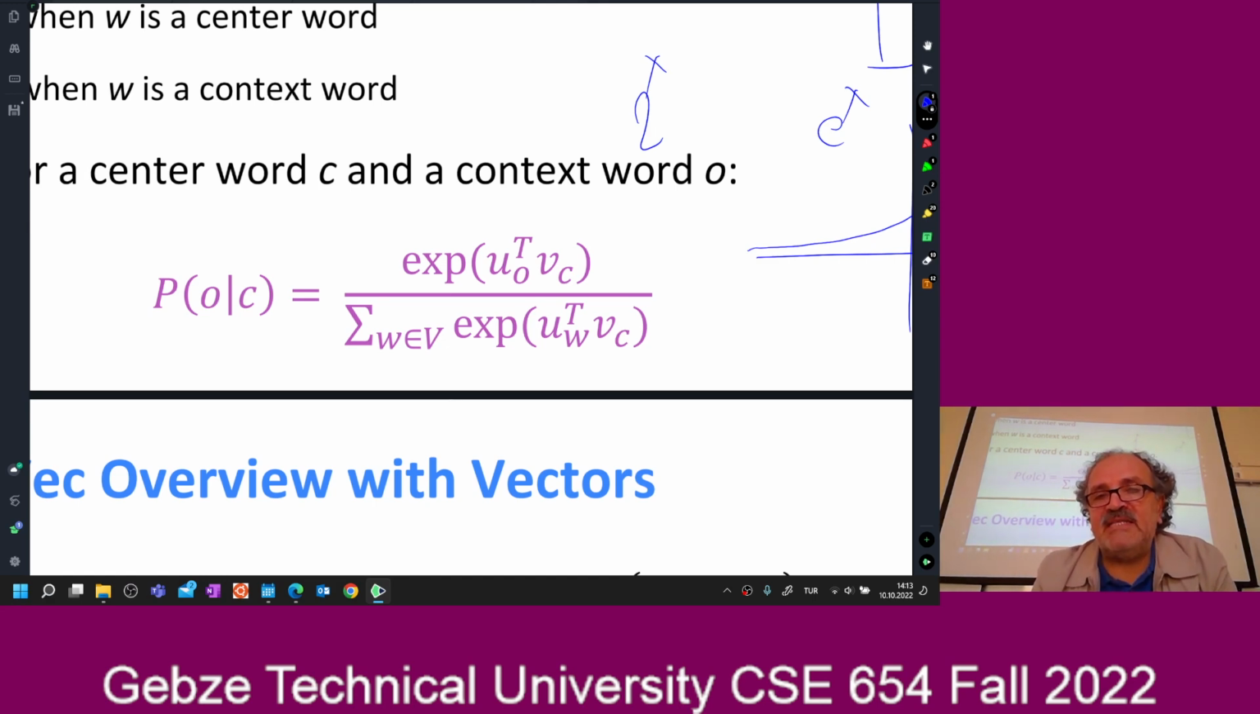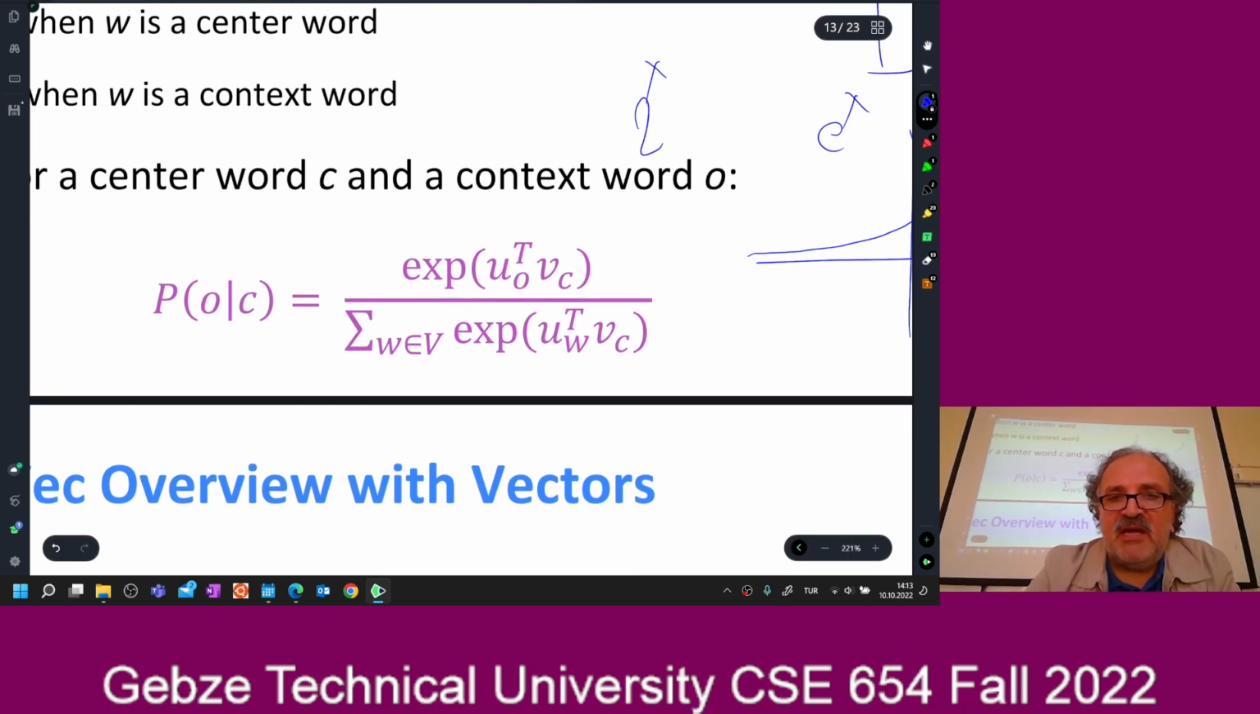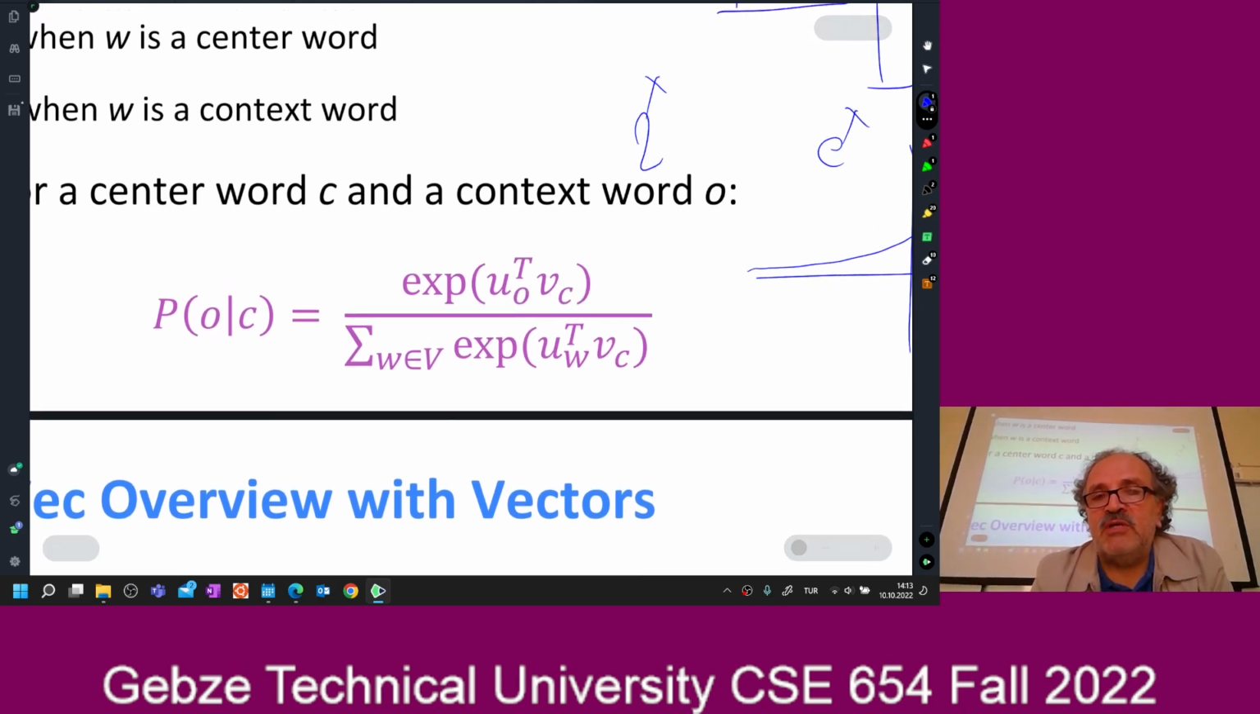So this is how I am going to do it. Each word has a vector. A vector of C and a vector of O. I am going to dot product them. I am going to multiply them, and I expect this dot product to be larger for similar words.